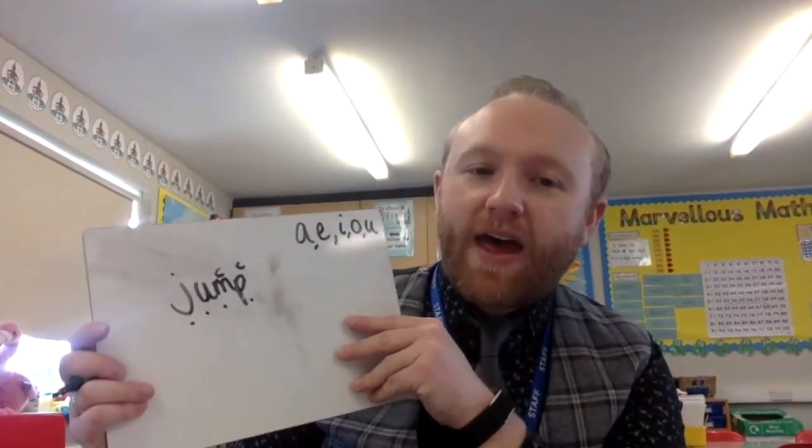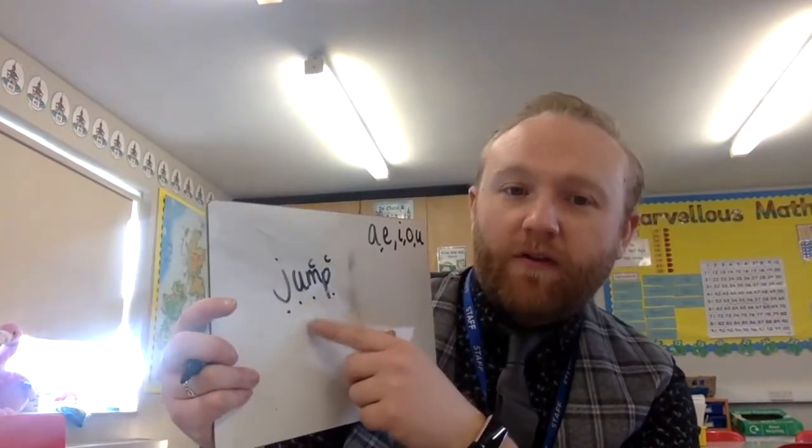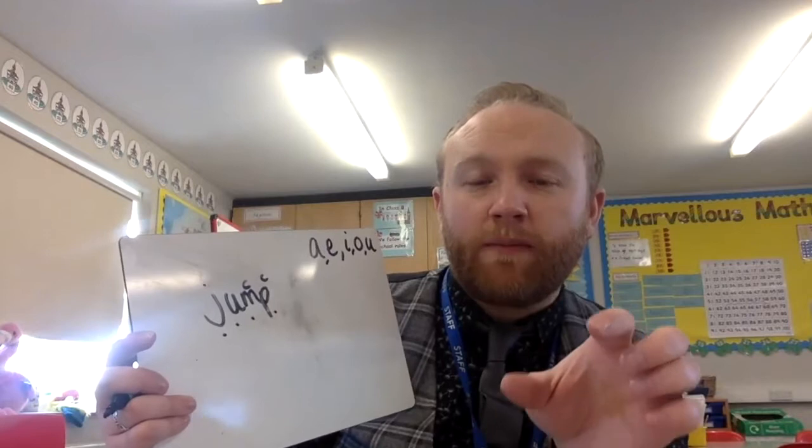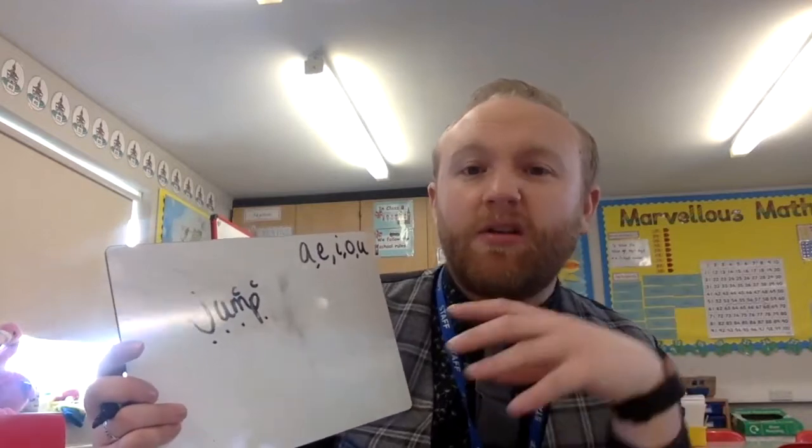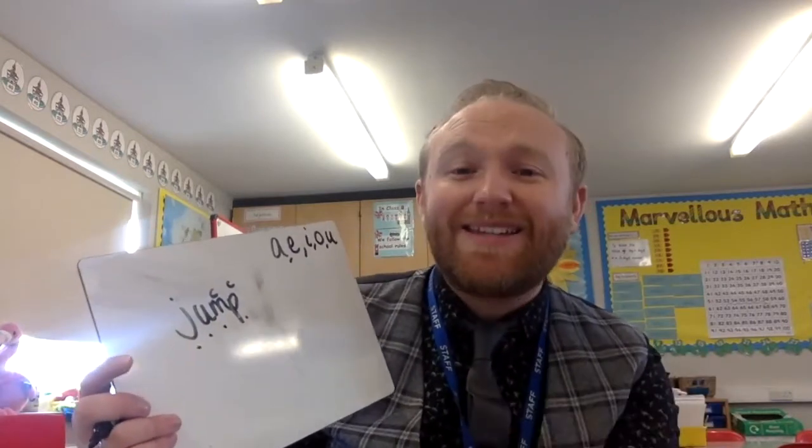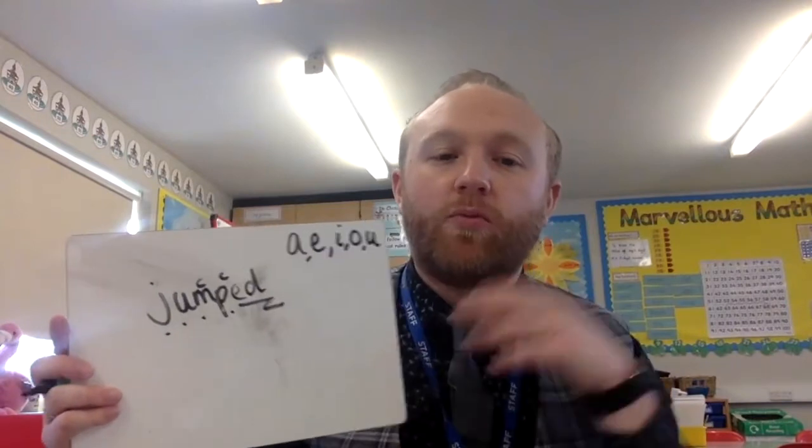So if there is a consonant before the final consonant, or if there's a long vowel sound before the final consonant, all we need to do in that case is add an ED to the end of it. We don't need to double it, okay? It just stays the same as normal. So it becomes jumped, okay? So we've got the ED ending making the T phoneme, okay?